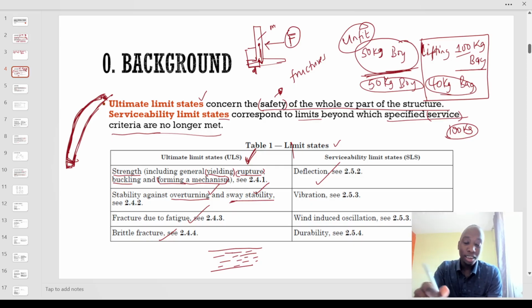So deflection will be part of serviceability, vibration, wind-induced oscillations, and maybe durability. All those are some of the things that we consider when we are designing using the limit state design philosophy according to British standard. Are we together? Are we together? Nicholas?